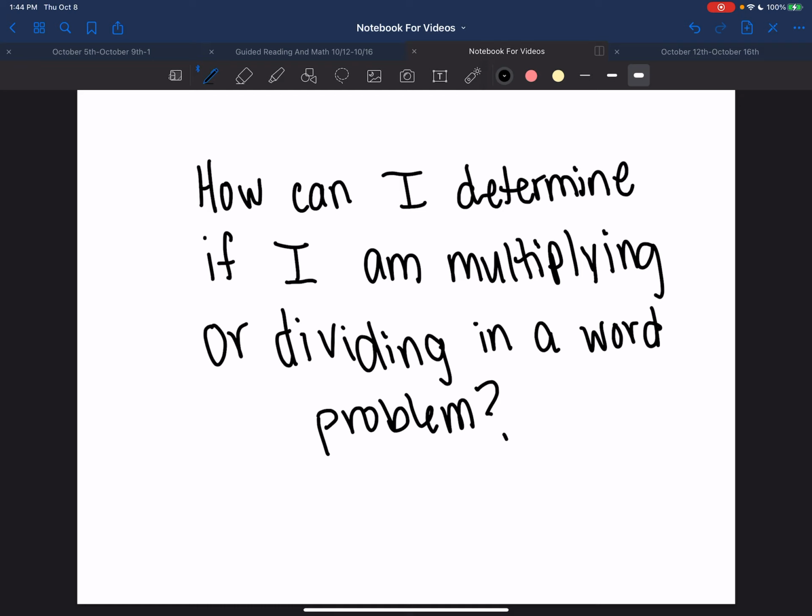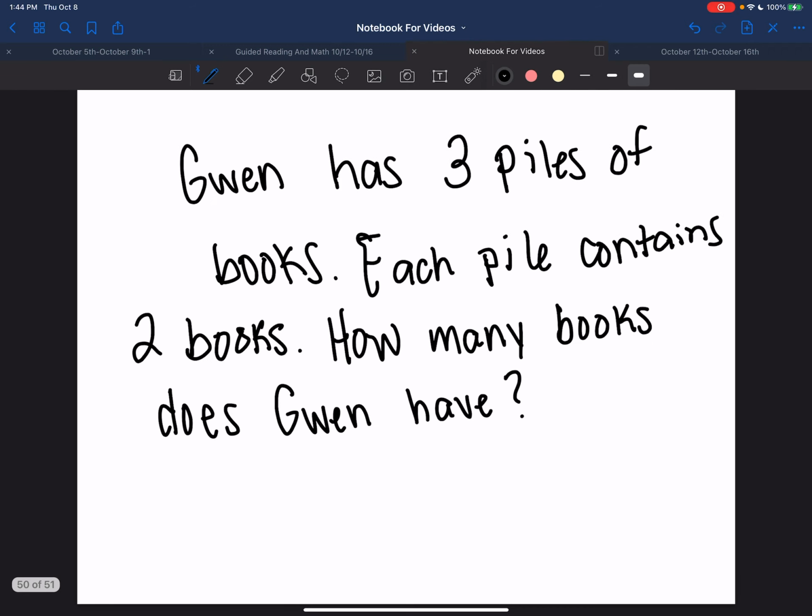Our EQ is how can I determine if I am multiplying or dividing in a word problem. All right, so they're all one step and we are either multiplying or dividing. Let's look at this first problem. Gwen has 3 piles of books. Each pile contains 2 books. How many books does Gwen have?